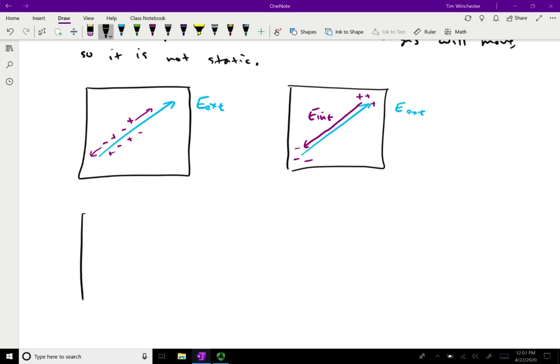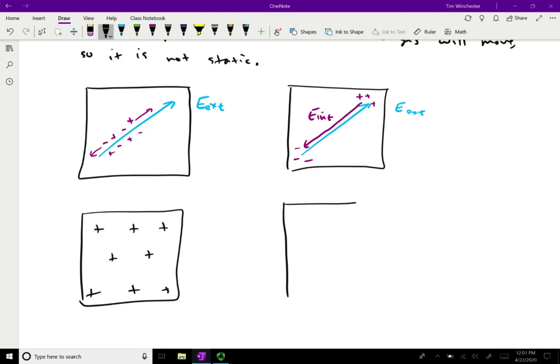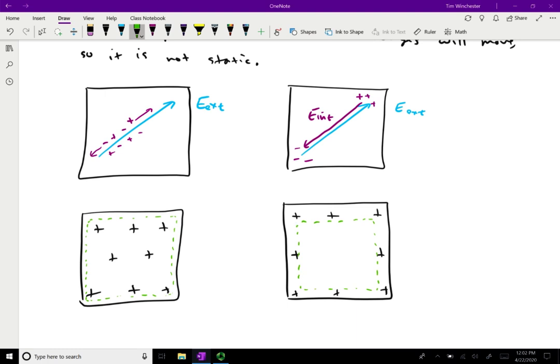Okay, so let's go back to the two cases. We had one where the charges were spread out uniformly throughout the conductor, and one where they all moved to the surface. Okay, so let me draw a Gaussian surface just inside the conductor. So here's my Gaussian surface on this one, and here is my Gaussian surface on this one, imagining that it's just inside the surface.